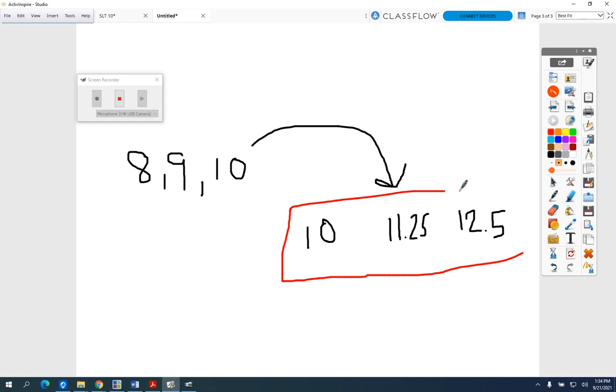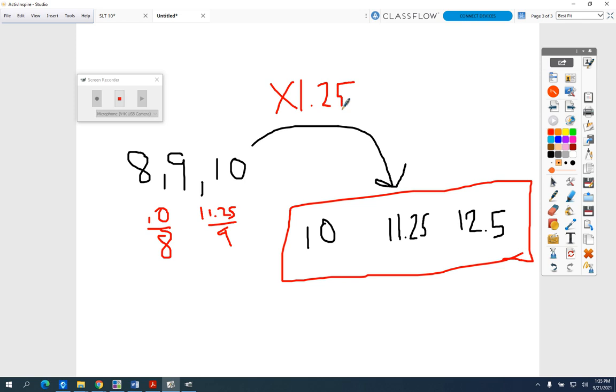You should have said that yes, this is definitely a scaled copy, because if you do 10 divided by 8, or this 11.25 divided by 9, or this 12.5 divided by 10, every single time you get an answer of 1.25. That means you're multiplying every one of these sides by the same thing, and therefore this triangle is going to be bigger, but it's going to have the same angles. It is certainly going to be a scaled copy.